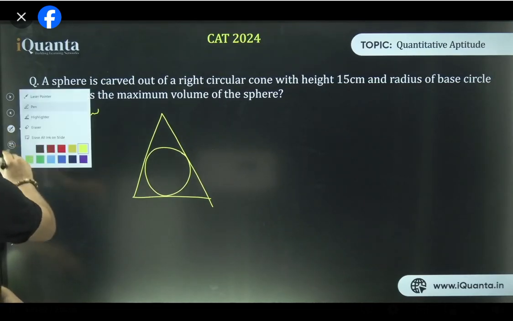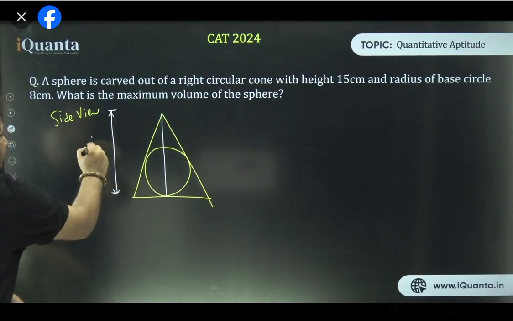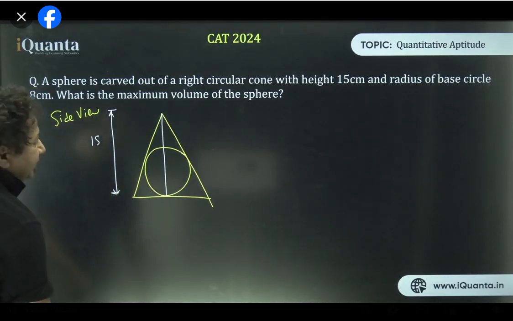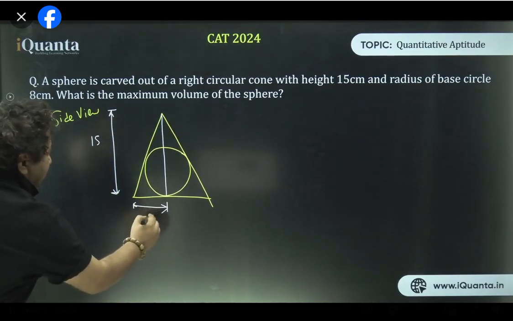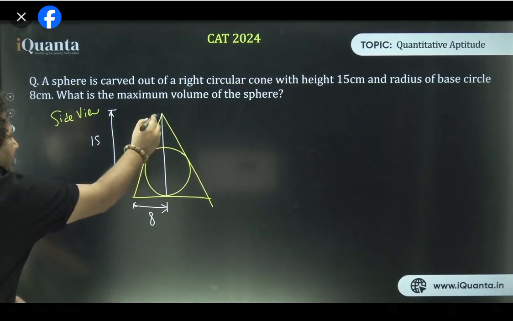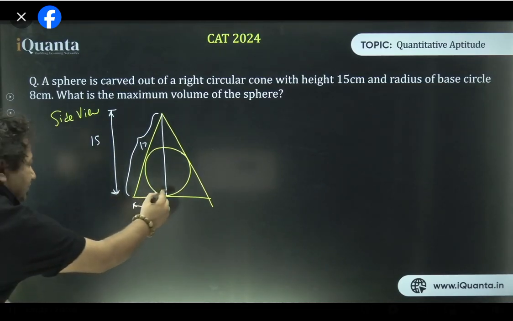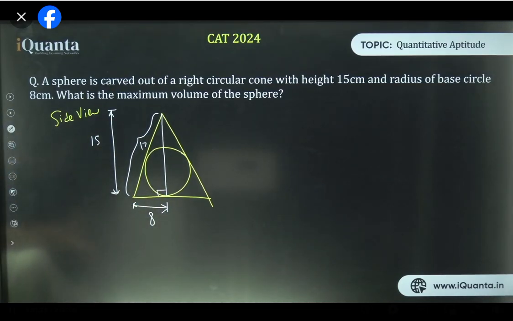Okay, it's given that the height is how much? 15. And the radius is how much? That is 8. So can I say the lateral surface, this will be 17, isn't it? Pythagorean triplets, 8, 15 and 17, yes or no?